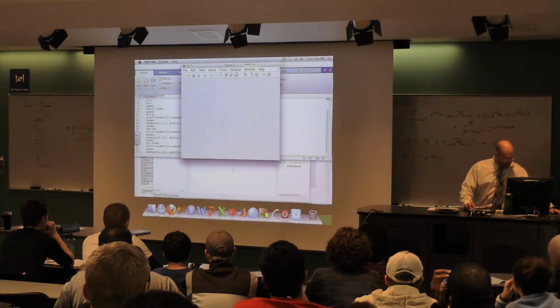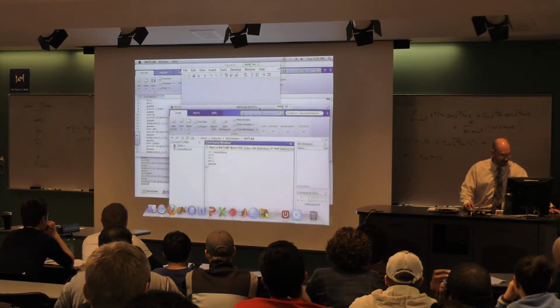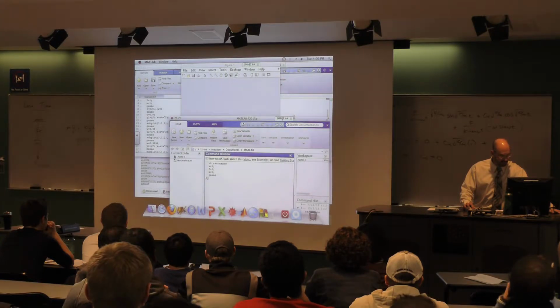All right, so what I've got here, here's the command window. I have to pause on there so we can see what it's doing. Put it down here a little bit.